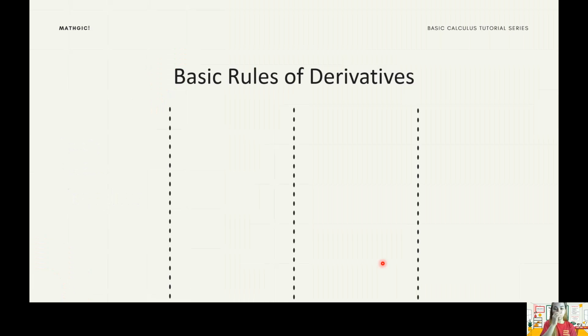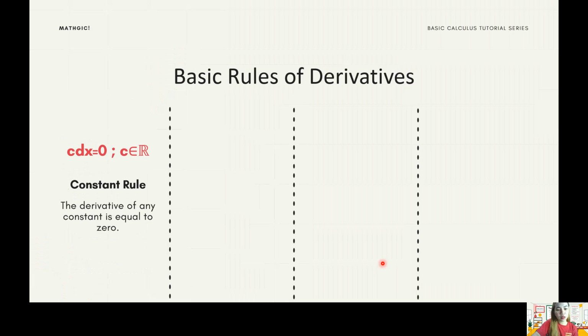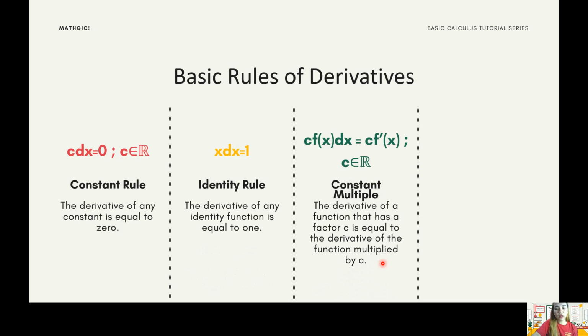Next, we have 5 basic rules of derivatives. The first one is the constant rule, which states that the derivative of any constant is equal to 0. Next, the identity rule, which states that the derivative of any identity function is equal to 1. The third one is the constant multiple, which states that the derivative of a function that has a factor c is equal to the derivative of the function multiplied by c.